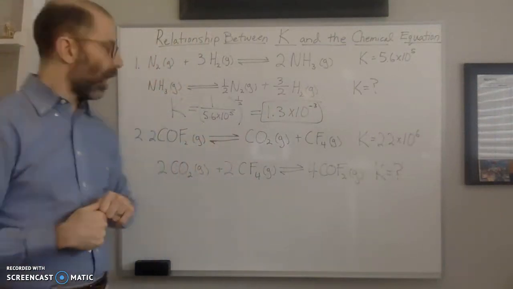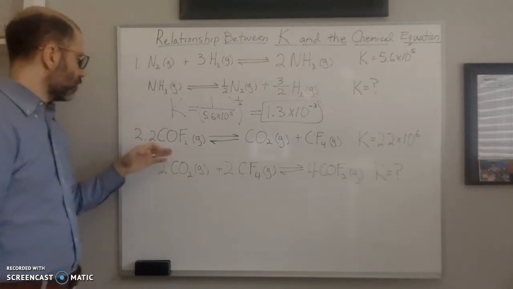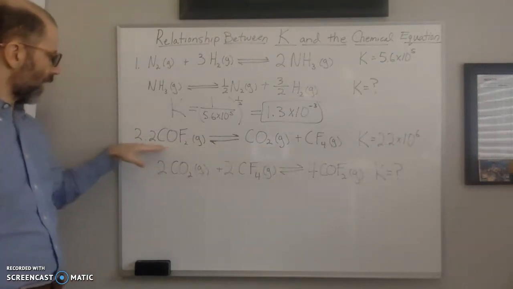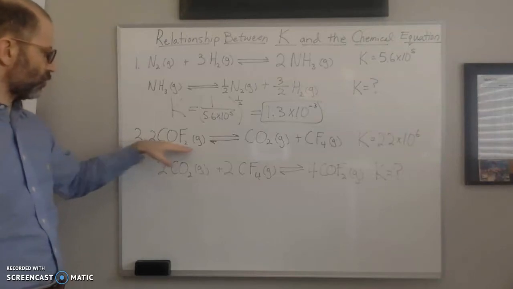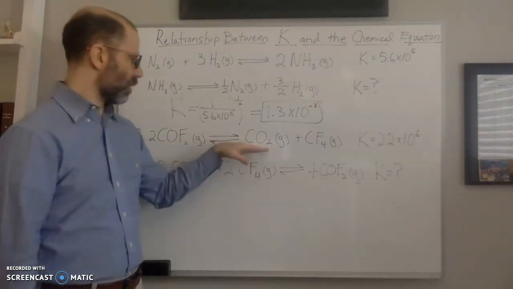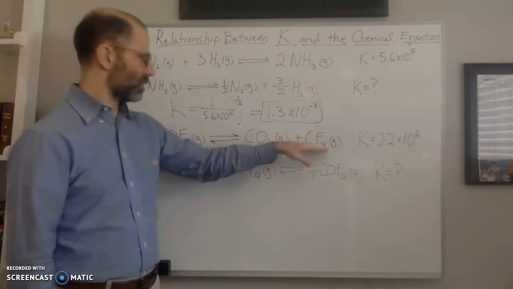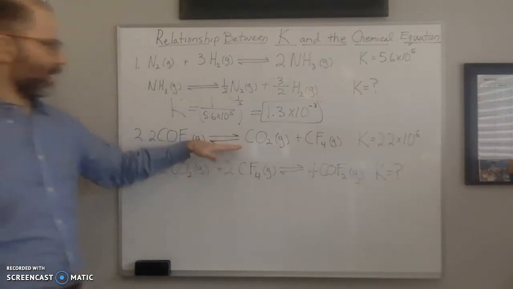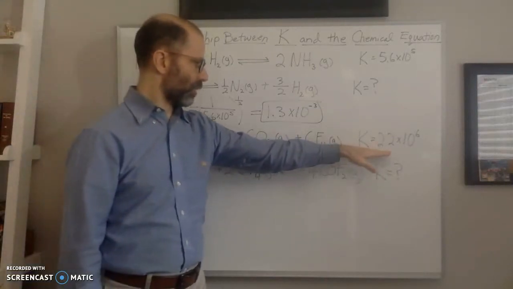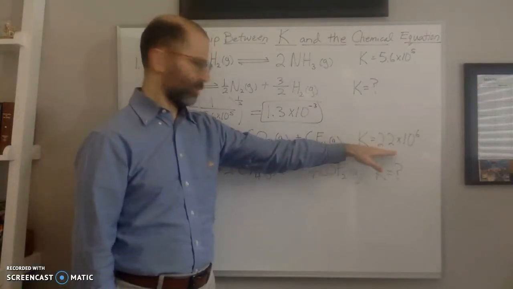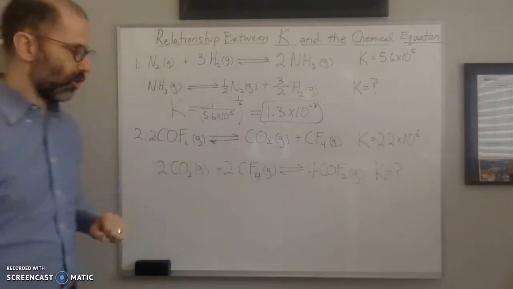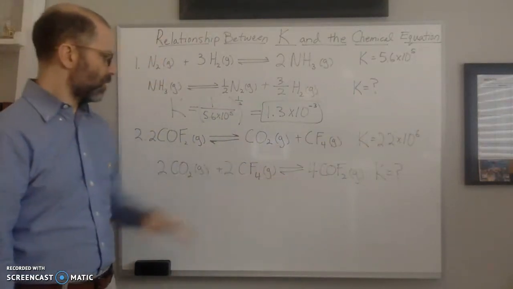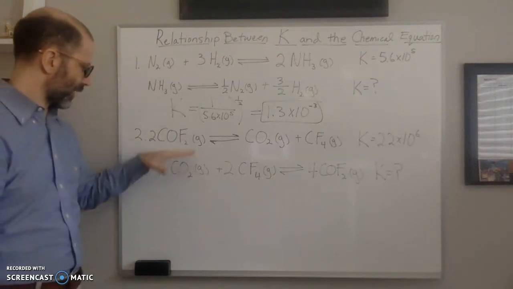Okay, what about the second one? In the second one, they're giving me this equation: 2 COF2 gas going to carbon dioxide gas plus CF4 gas. And the equilibrium constant for this reaction is 2.2 times 10 to the 6. Then they want me to find the equilibrium constant for this other one, so I want to see how this is related to the given one.